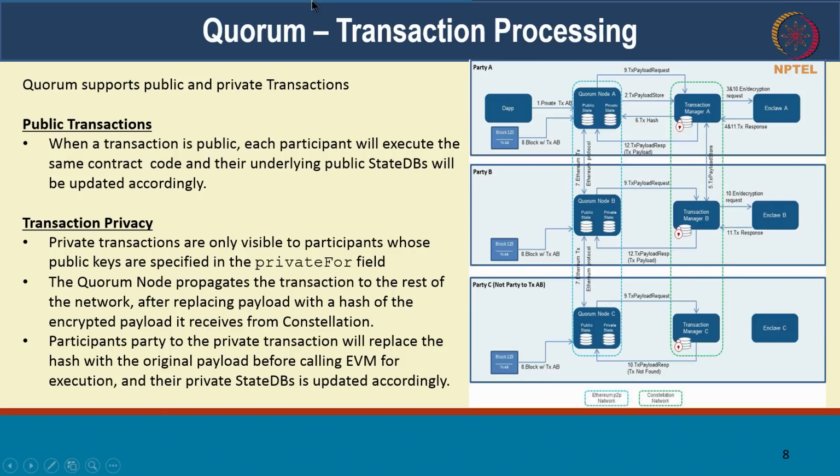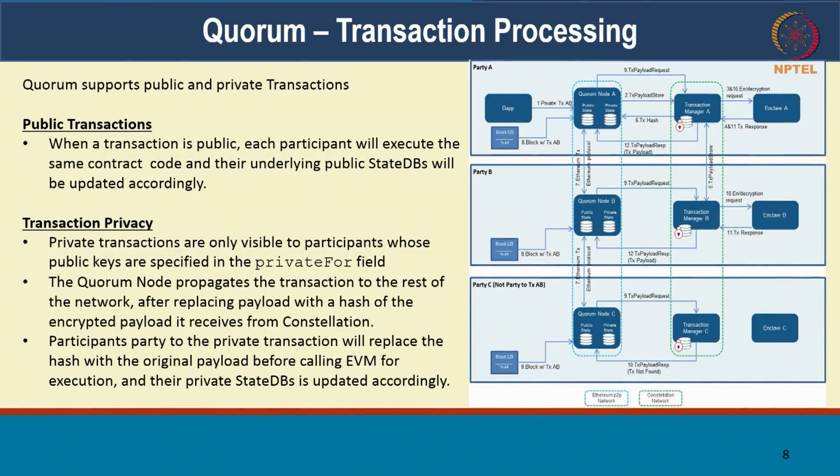So how do private transactions work? As I mentioned, there's a private for field that lists the entities to which this transaction is private. Only those entities will get the transaction data. And the Quorum node propagates the transaction to the rest of the network. What it does is replace the payload, which is intended to be private in this transaction.